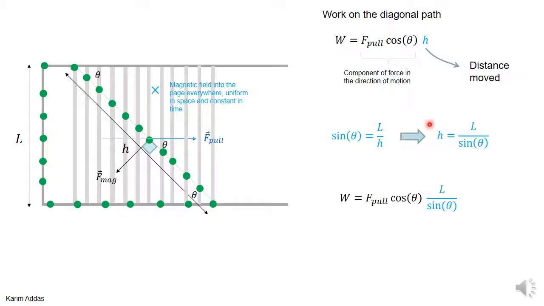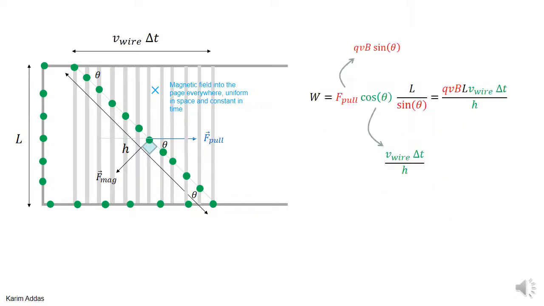Okay, so the rest is just basically simple math. Sine theta, if you look at this big triangle here, sine theta is L over h. So that means h is L over sine theta. I can replace h here by L over sine theta. So that's one thing. Now, let's see, we have F pull. We showed when we applied Newton's law that F pull is QVB sine theta. And if you look at cosine theta from this triangle also, the distance that the bar has moved from here to here is how much?